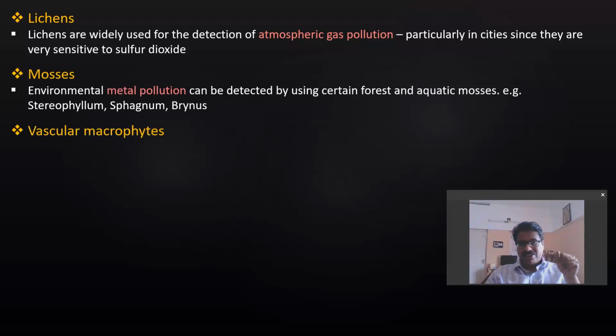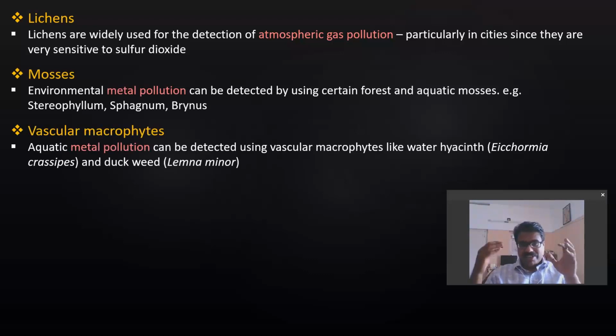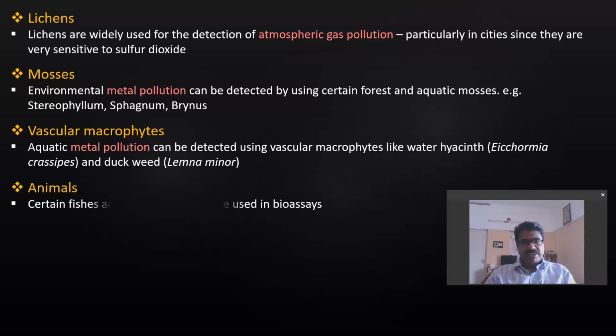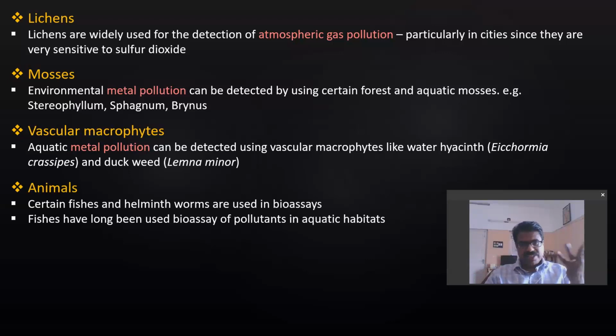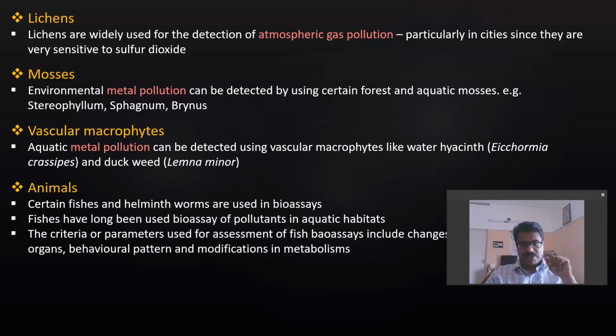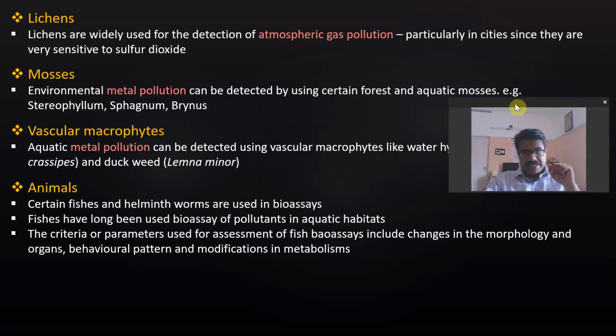And then vascular macrophytes. We know that in our water bodies, there are so many vascular macrophytes like water hyacinth, duckweeds, then what we call African payal, etc. So aquatic metal pollution can be detected using these vascular macrophytes like water hyacinth and duckweed. Several animals are also used for pollution detection, mainly fishes and helminths. Fishes are very commonly used for bioassays of polluted aquatic habitats.